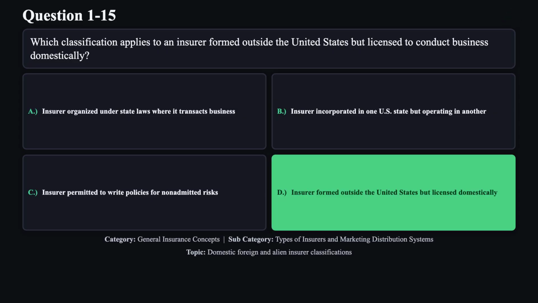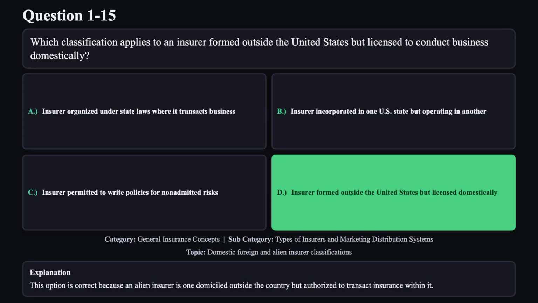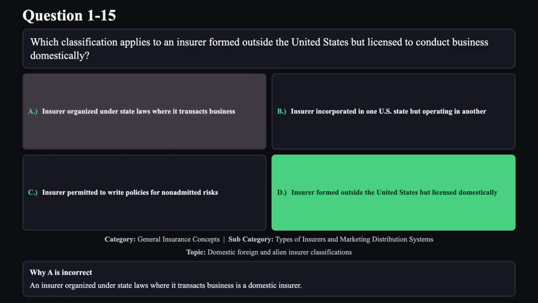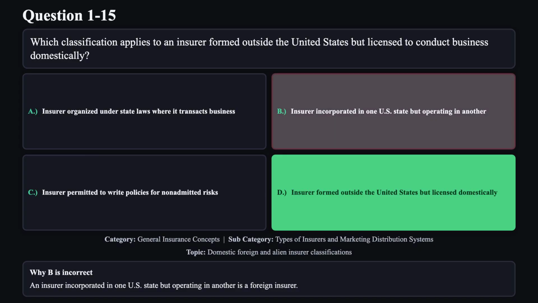The correct answer is D. This option is correct because an alien insurer is one domiciled outside the country but authorized to transact insurance within it. Reason A is not correct. An insurer organized under state laws where it transacts business is a domestic insurer. Reason B is not correct.